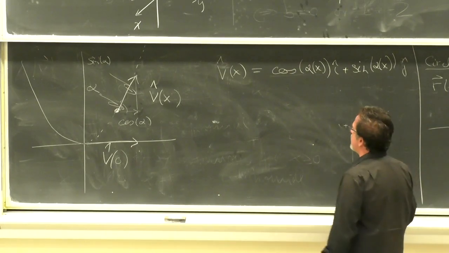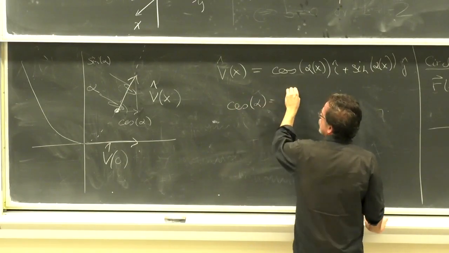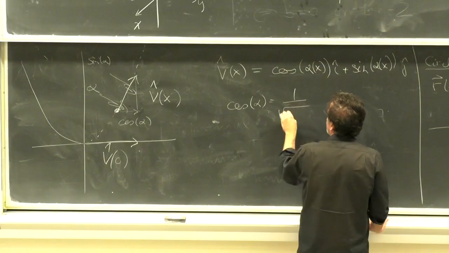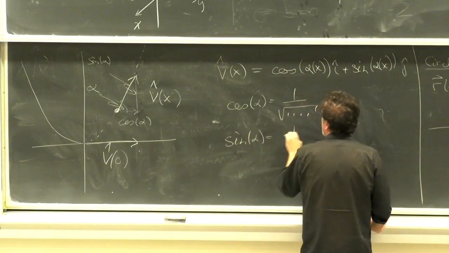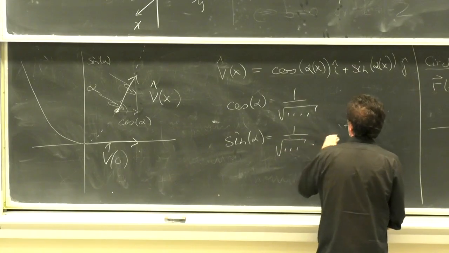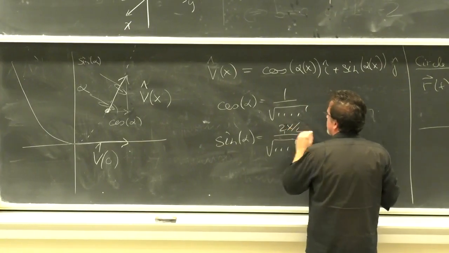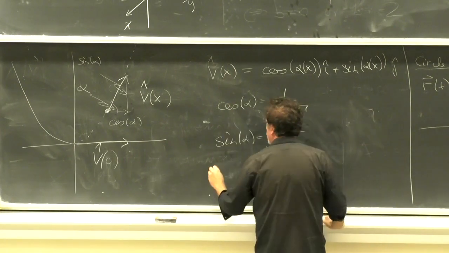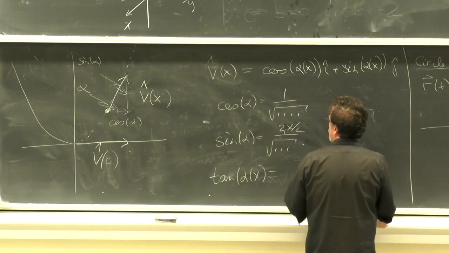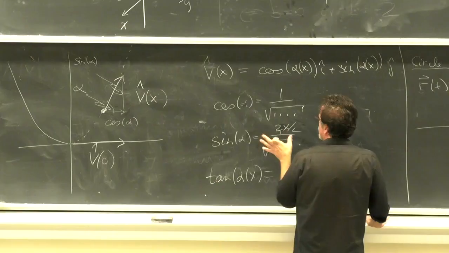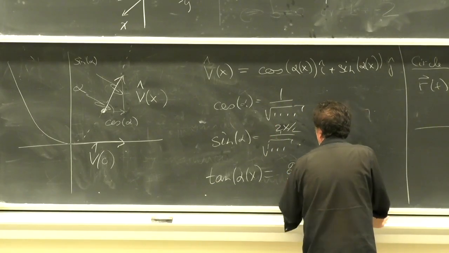And so now we see that we can write cosine of alpha is equal to that first term, 1 over the square root of blah, blah, blah. And the sine of alpha is equal to 1 over the square root of blah, blah, blah. No, not 1. That's a 2x over L. And so if we take the ratio of these, we see the tangent of alpha of x is equal to sine divided by cosine, which is this divided by this, which cancels that square root, and you're left with 2x over L.